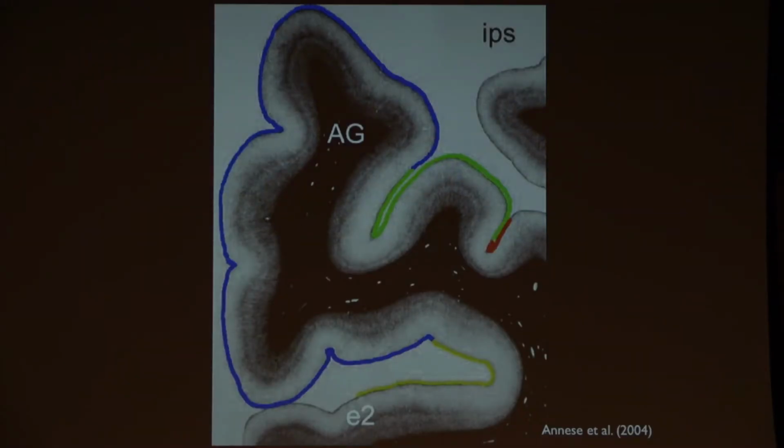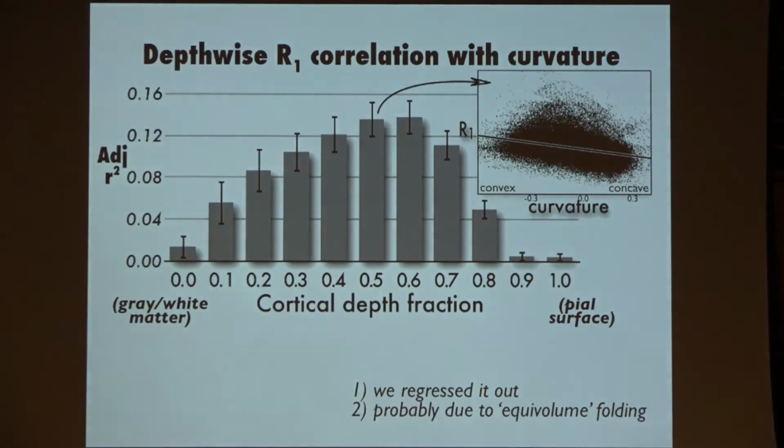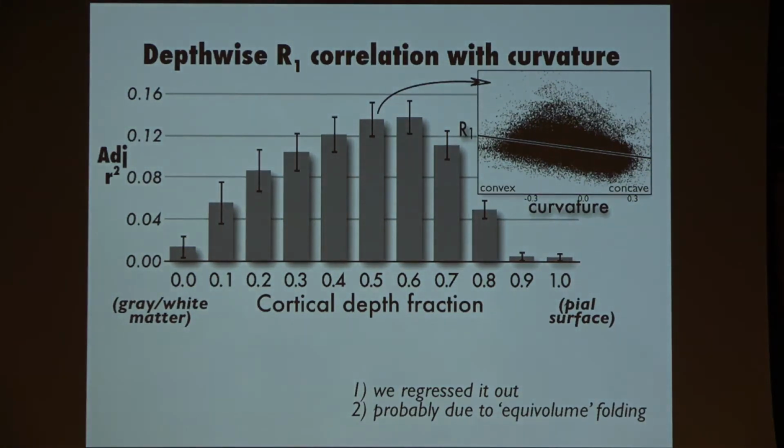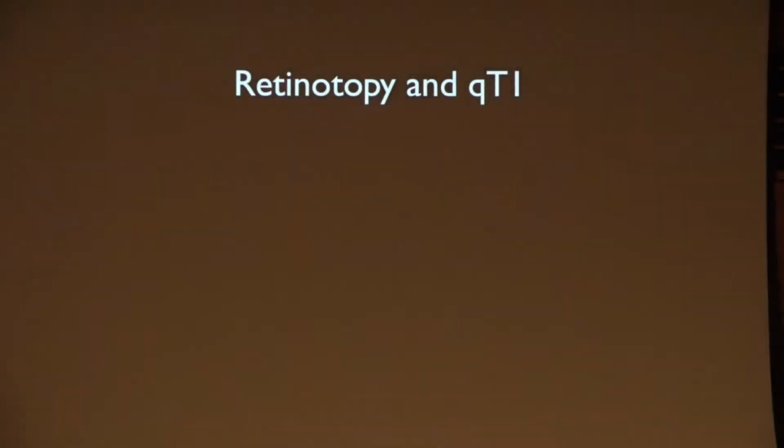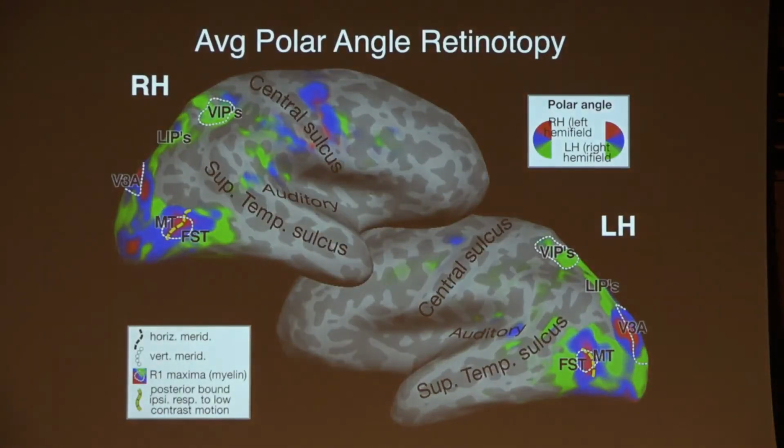Another thing is that if you look at gyri versus sulci, you can see that the areas kind of thin out in a sulcus and plump up in a gyrus. We didn't directly model that, we just regressed it out because it's correlated with curvature. And if you regress it out, then you get a nice constant map across the cortex. And the very first thing we went to, of course, was MT, because that's the best area after V1.